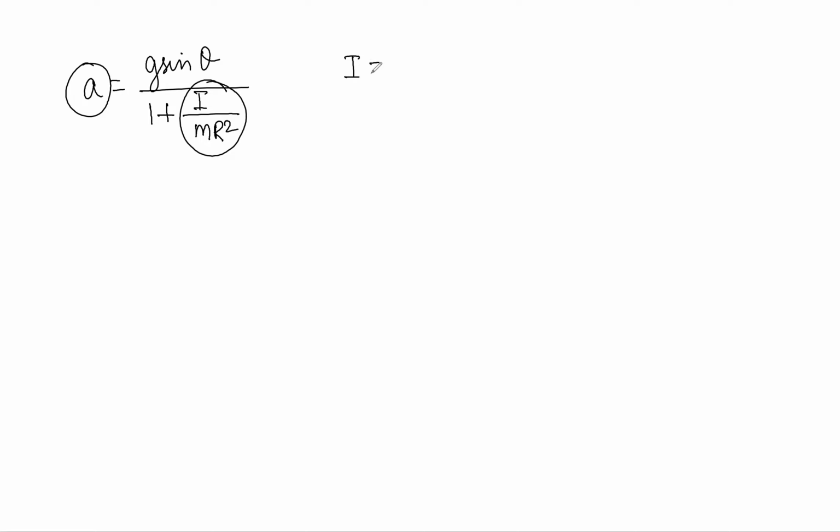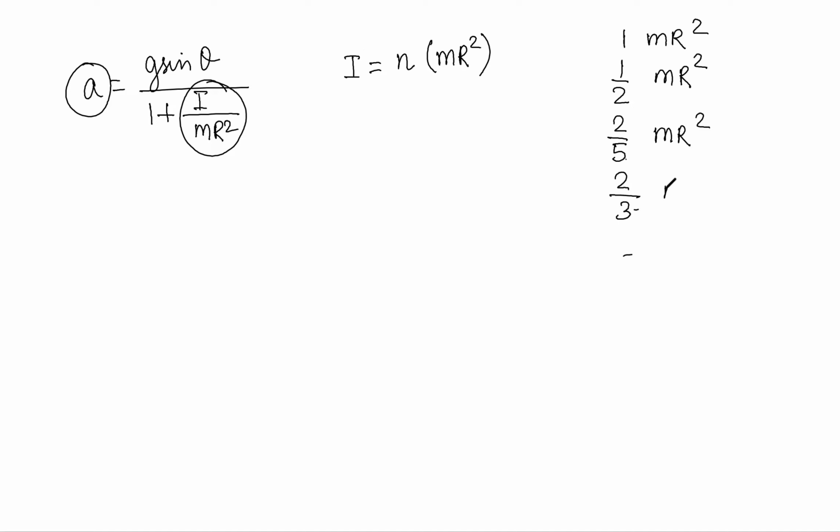The question is, what does A mean? So A is equal to mg sine theta. I'm going to remove the m from the numerator. I'll just write g sine theta divided by 1 plus I by mr square. So A depends on I by mr square because g sine theta is a constant. What is I? I is equal to some number into mr square. You must have noticed this by now. For a ring, it is equal to 1 mr square. For a disk, it is equal to half mr square. For a sphere, it is equal to 2 by 5 mr square. For a shell, it is equal to 2 by 3 mr square.